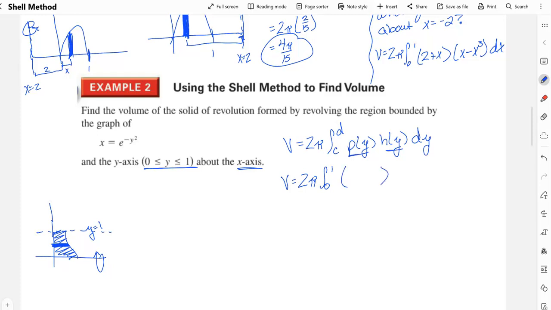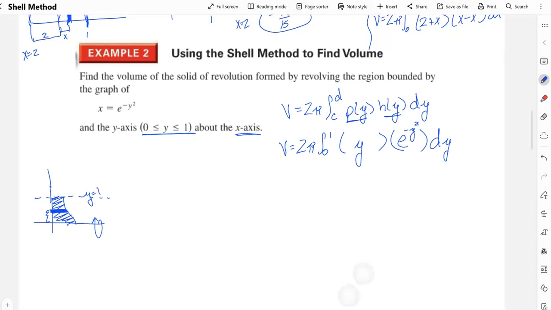I need to figure out what my distance to the axis of revolution is and what my height is, and then integrate with respect to y. So my distance to the axis of revolution is going to be this guy, and that's going to be y. My height of this is going to be in terms of that function e to the negative y squared. So that's what we would end up integrating.